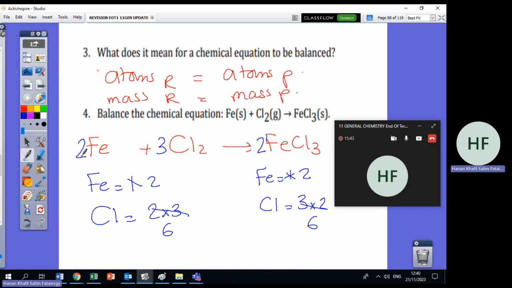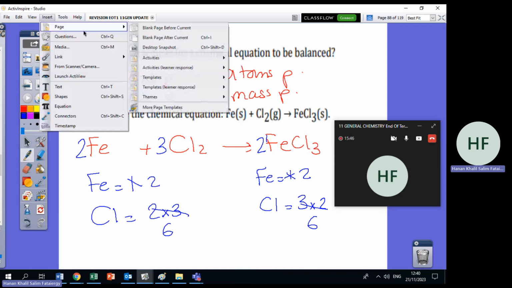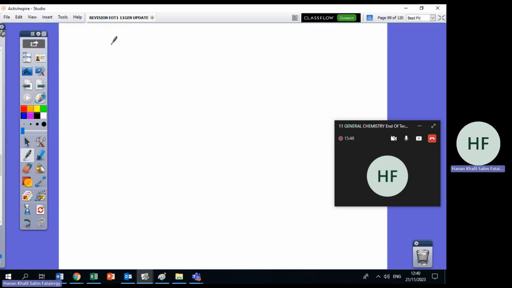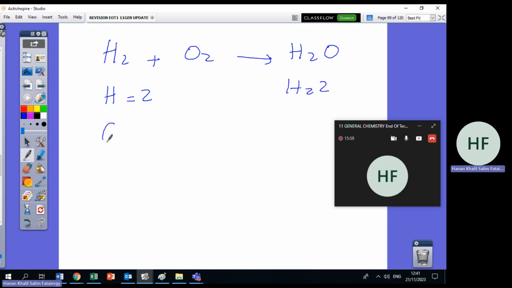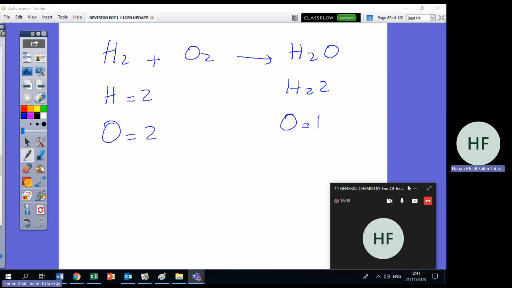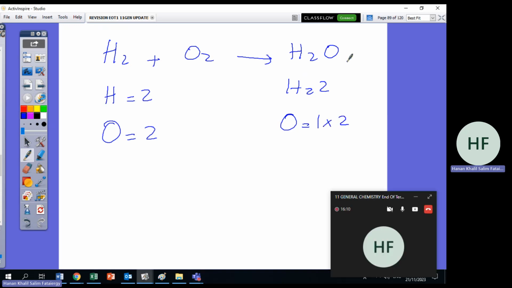Okay, let me give you another equation and I want you to try to balance it. If you have H2 plus O2, this will give you H2O. Okay, how many H's do I have here? 2. Here H is 2, so this is okay. O is 2, and here O has no number, which means 1. So I need to balance my oxygen. I need to multiply this one by 2. I cannot put a 2 here or here, so I will put my 2 here.